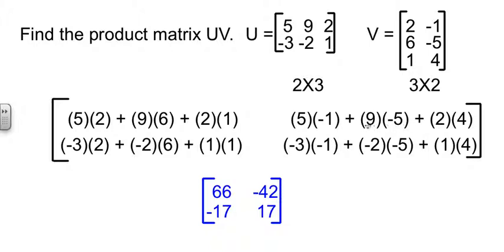-5 plus -45 plus 8 gives us -42. -3 times 2 is -6, plus -12 plus 1 gives us -17. +3 plus +10 plus 4 is 17. Okay, multiply the row times the column, piece by piece, and then add them together.